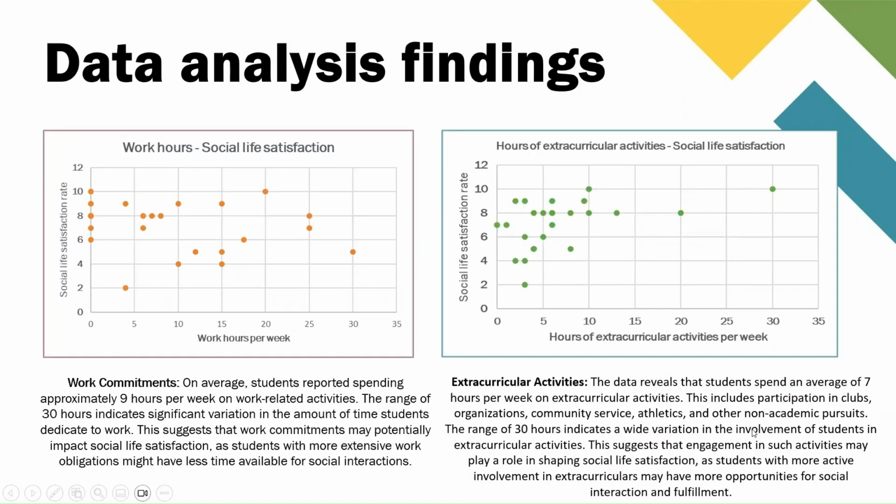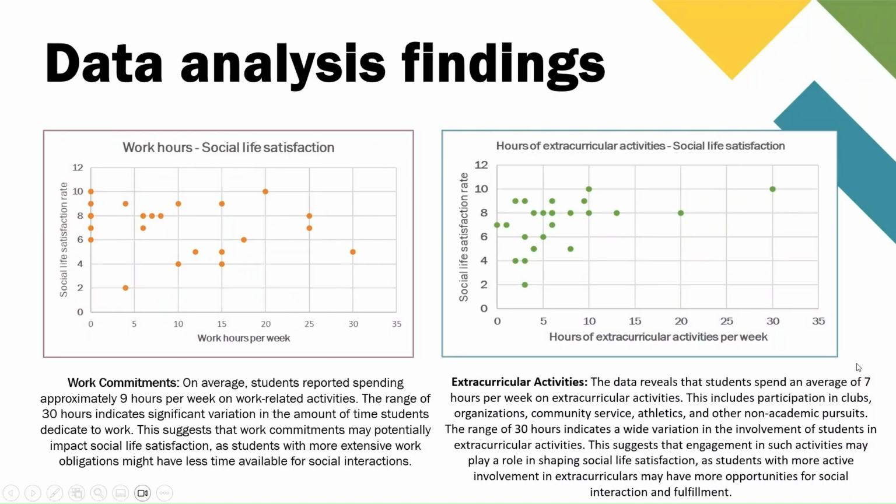The third question was about the work hours per week. So, on average, students reported spending approximately 9 hours per week on work. The range of 30 hours indicates significant variation in the amount of time students dedicate to work. This suggests that work commitments may potentially impact social life satisfaction, as students with more extensive work might have less time available for social interactions.